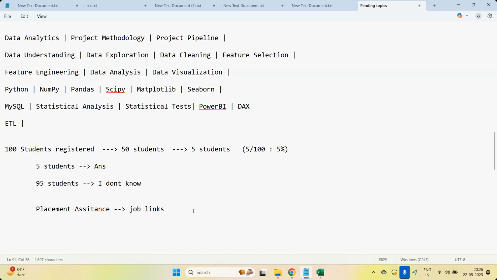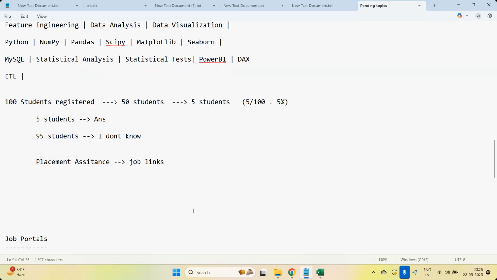Because everyone is more excited about when the course will be completed and when they will get the job. But only 5% of the students are excited about what work we have done and how to show our work.